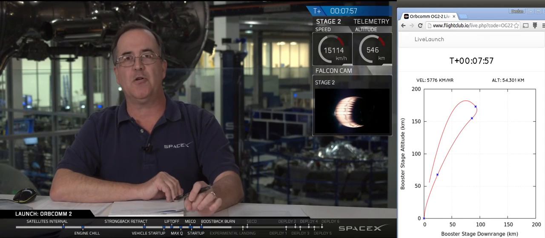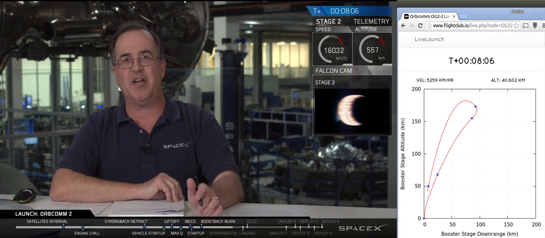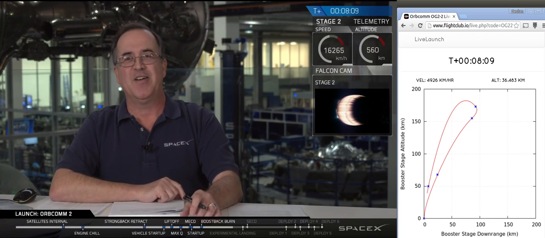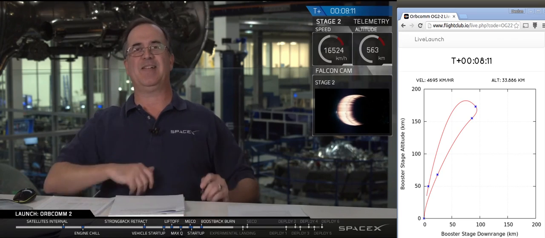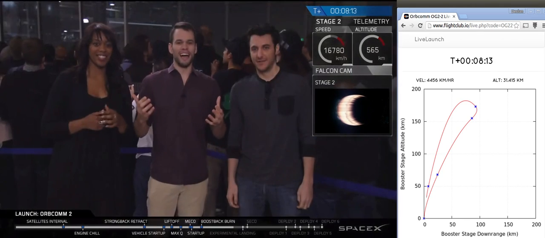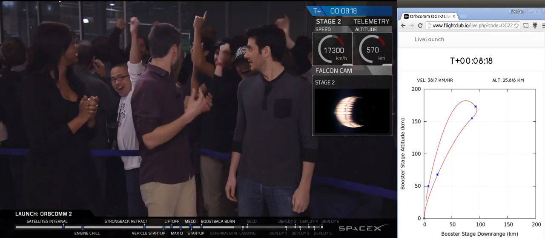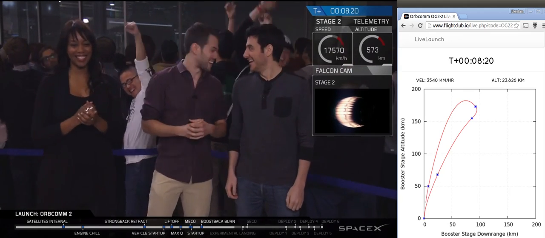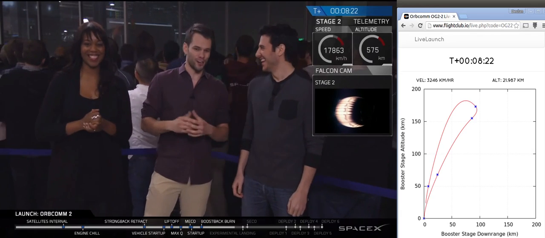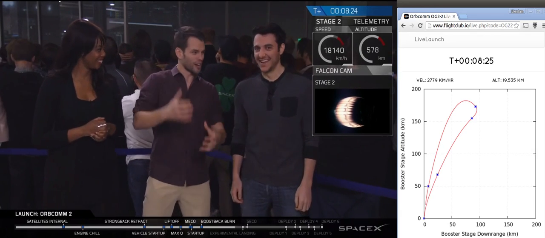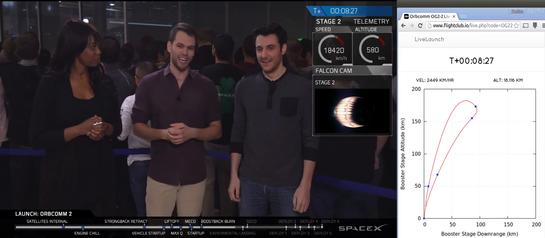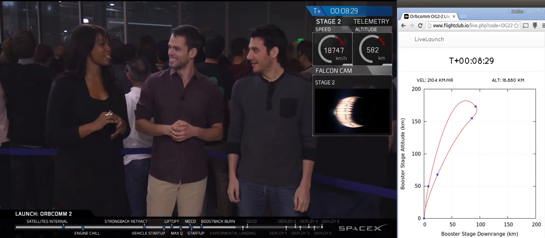For the first stage, you heard about the first boost back burn. Coming up very shortly is the entry burn, and then hopefully the landing burn. And you hear the cheering in the background. First stage is on its way. Everyone's super excited out here. That burn's going to last about another 30 seconds or so, slowing ourselves down as we get closer and closer to the landing pad.